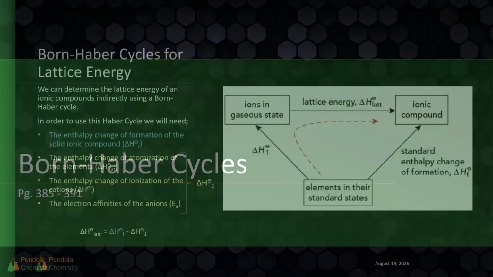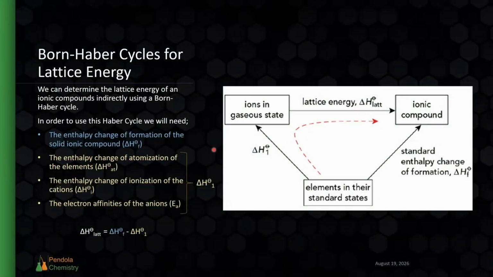So let's get started. Born-Haber cycles for lattice energy are a bit more complex than the Born-Haber cycles we did in AS chemistry. And mainly, the reason for this is that they don't quite fit. There's too much information. We can determine the lattice energy, and as you can see here, we have the top portion of this Born-Haber cycle or Hess cycle, where we have the lattice energy.